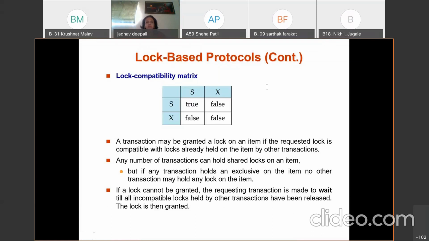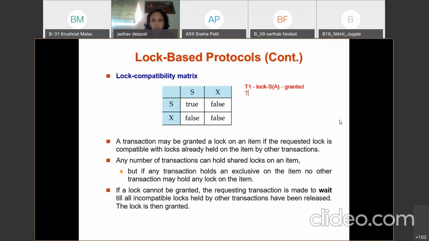Again, I show you one example. Suppose transaction T1 is requesting lock S on data item A. Now it is the start of the schedule. No other transaction has a lock on data item A. So in that way, it is granted. Okay, because no other transaction is using data item A.